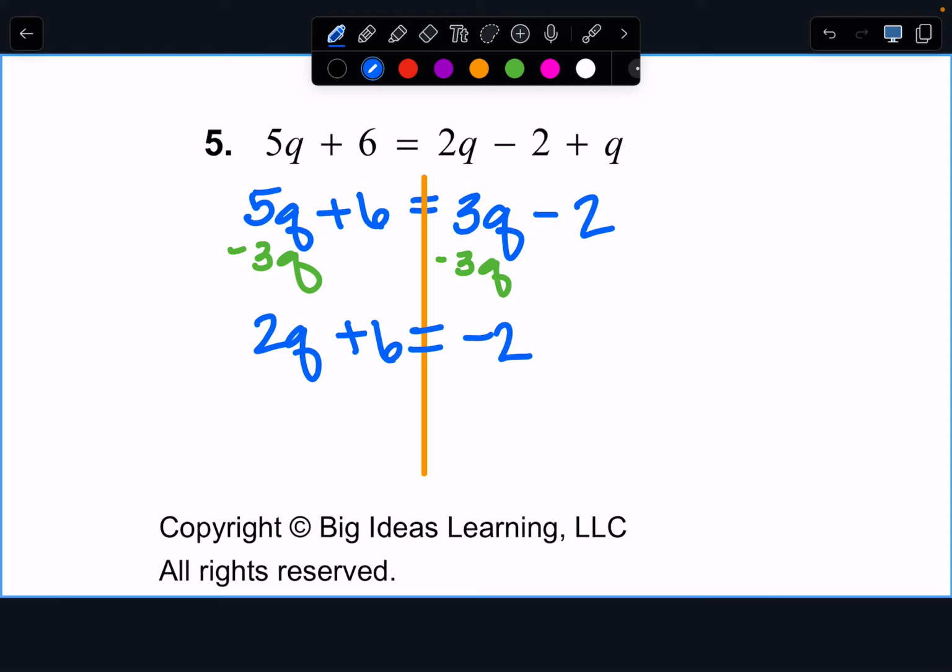Okay, how do I move this 6 to the other side? We got a minus. So 2q equals negative 8. Now we can divide to get q is negative 4.